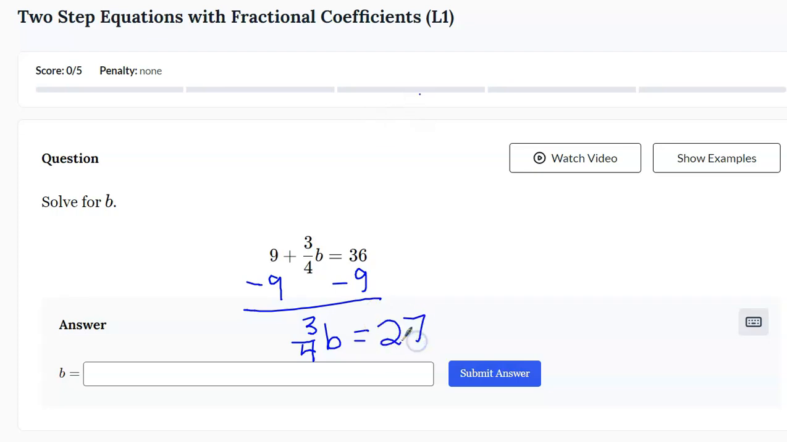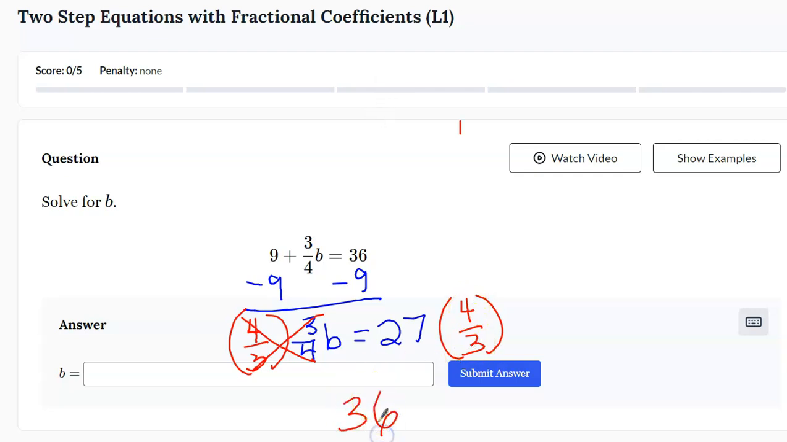So we've got 27 here. Instead of dividing by 3/4, which we could do, but it's super long and messy looking, we are going to multiply both sides by the reciprocal, when you flip the fraction over. So that's why these cancel. And now over here, it's 27 times 4 divided by 3, which gives you 36.